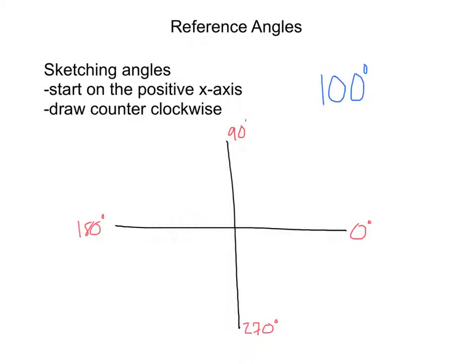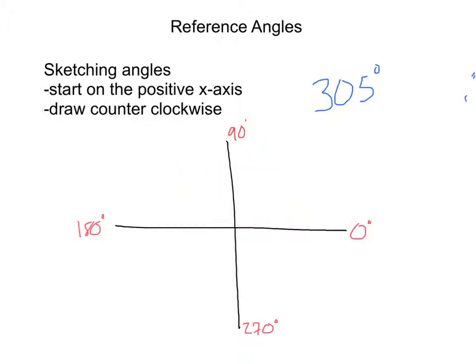Let's say we wanted to sketch 100 degrees. So I'm going to go ahead and start here on my positive x-axis. I'm going to go around until I get to about 100, which will be somewhere around here because we're in between 90 and 180, but not that much more than 90. Next up, I can draw my little line here, and I know that this angle represents 100 degrees.